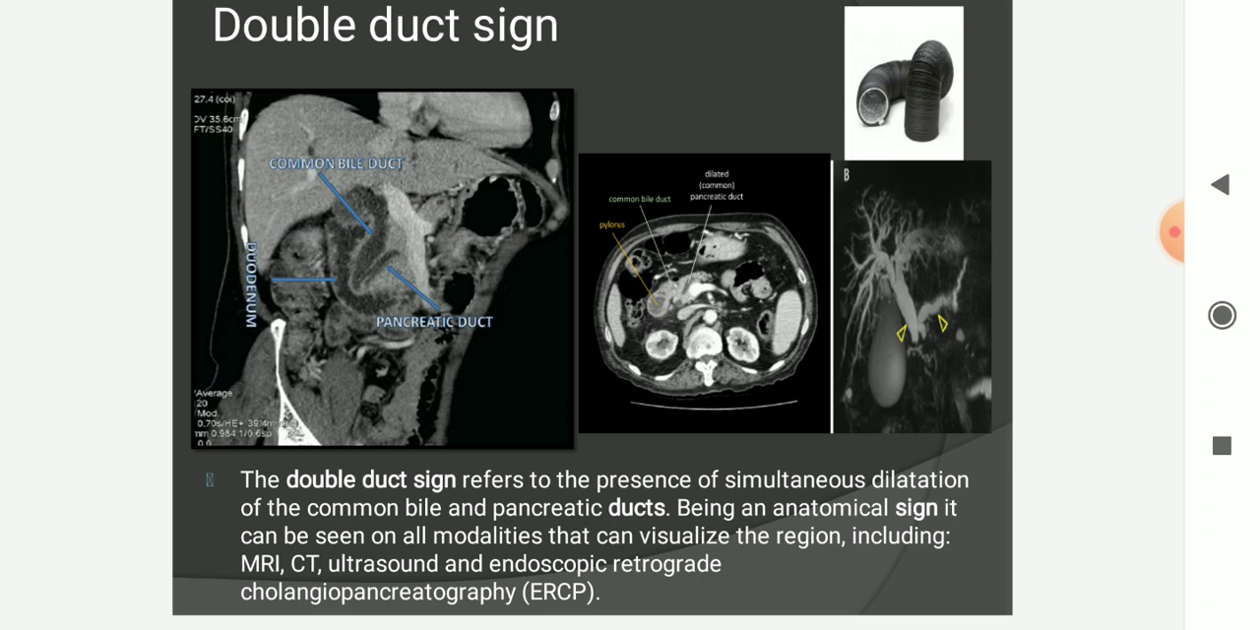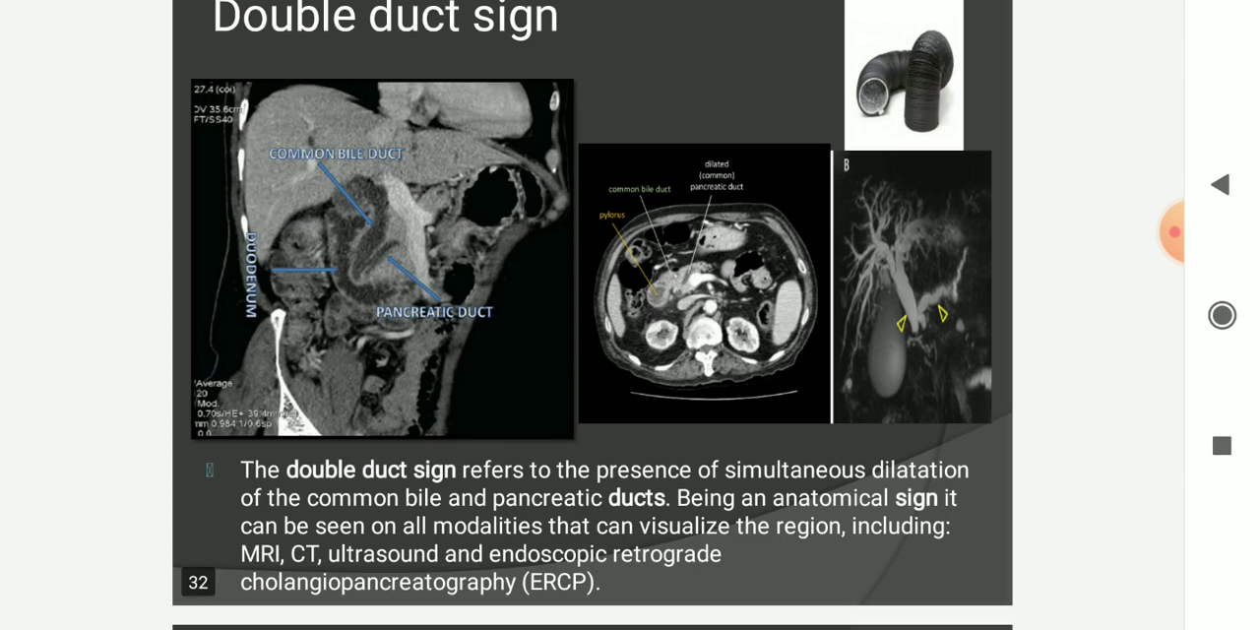The double duct sign refers to the presence of simultaneous dilation of the common bile and pancreatic ducts. Being an anatomical sign, it can be seen on all modalities that can visualize the region, including MRI, CT scan, ultrasound, and endoscopic retrograde cholangiopancreatography. It is an invasive method, that is ERCP.